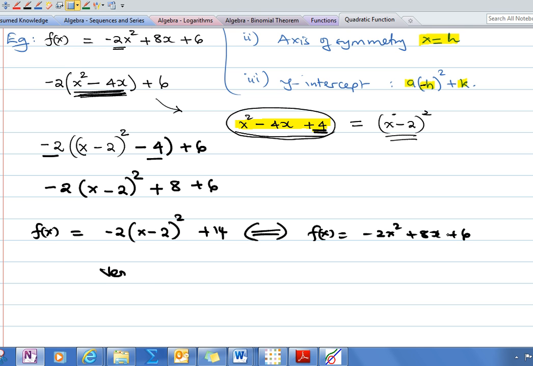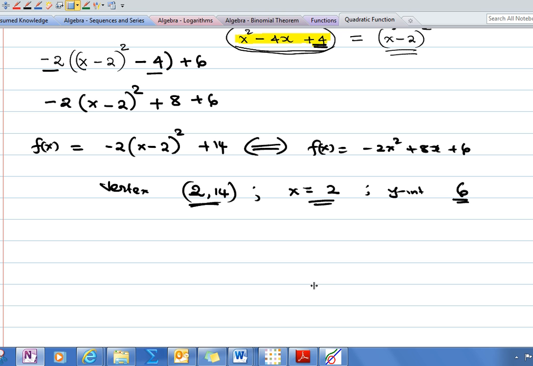That means the vertex is positive 2, 14. The axis of symmetry is x is equal to 2, and the y-intercept is negative 2 times 6, which is negative 12, once I multiply those out. Now with that in mind, I can sketch the graph of my function.